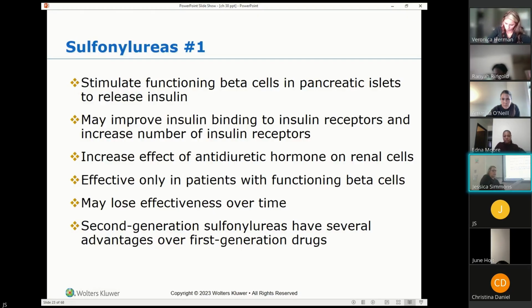And second generation sulfonylureas have several advantages over the first generation. So you're going to see the second generation ordered more than the first. If you look at page 657, table 38.3, you only have one first generation sulfonylurea, tolbutamide, which, like it says, is not used. You're going to use your second generation, which is glimepiride, glipizide, and glyburide.